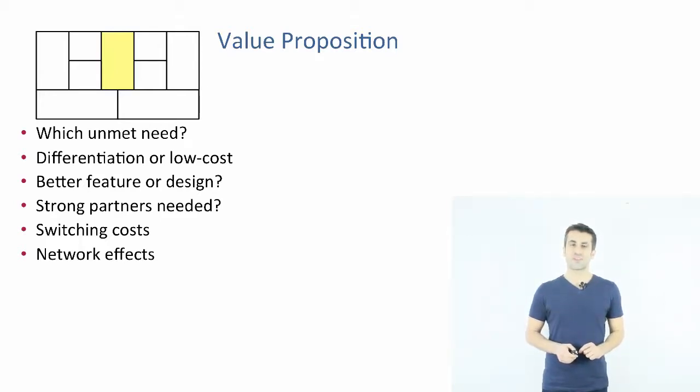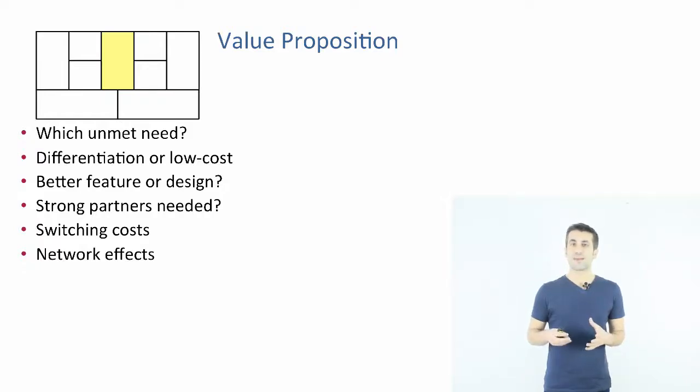So, in the value proposition part, this is our solution for the problem. This is what we offer, what makes us unique from the perspective of the customers that we target. It's about an innovation, satisfying a need or meeting a need. Which unmet need are we trying to solve? Do we have a differentiation strategy or a low-cost strategy?